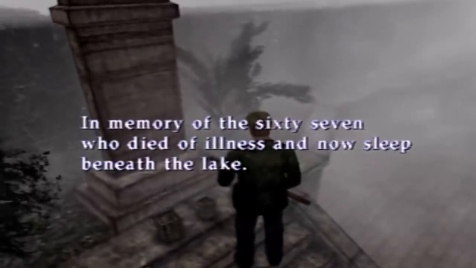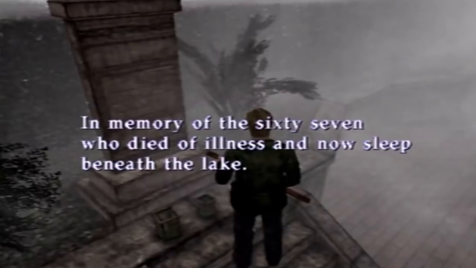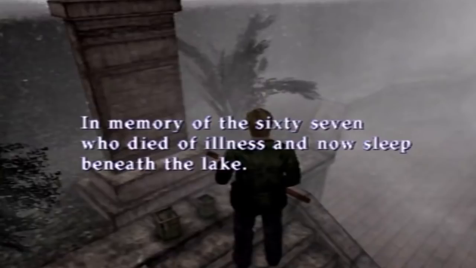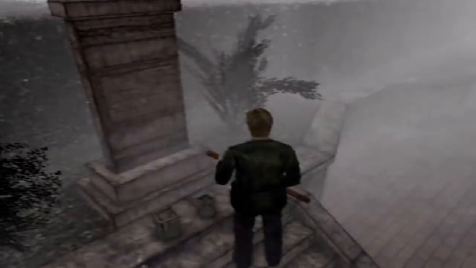The third memorial reads, "In memory of the 67 who died of illness and now sleep beneath the lake." The bodies are in the lake. Won't that be a pleasant thing to remember when we're rowing our way across it? Illness is of course what took Mary from James, and the lake is the dark place that symbolizes the hidden truth and the danger of knowing it. James may join these bodies in the lake, in the in-water ending.